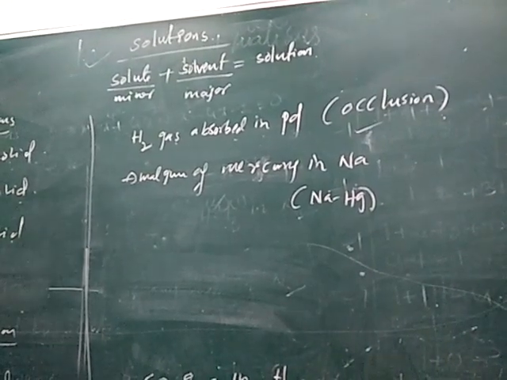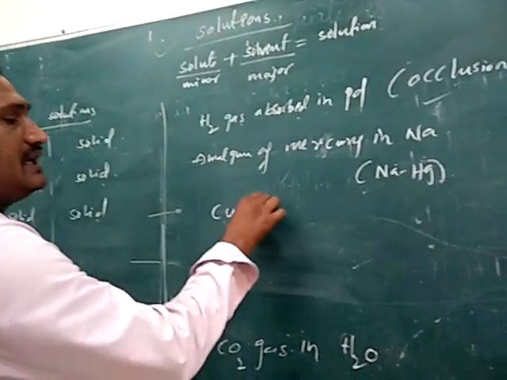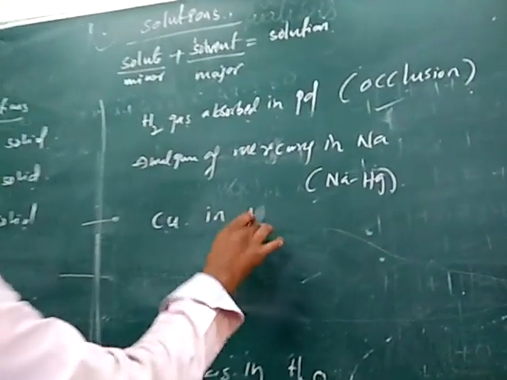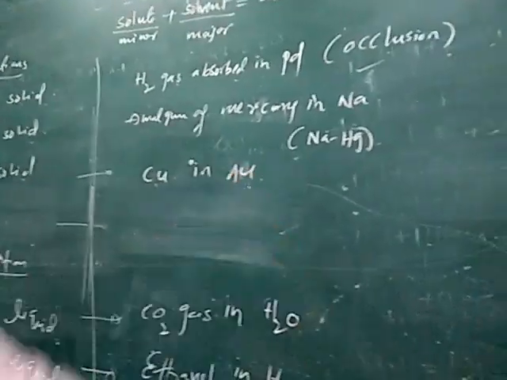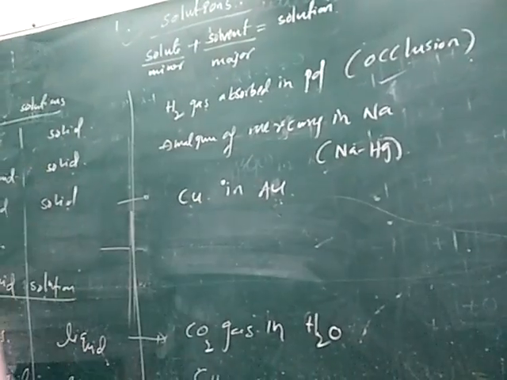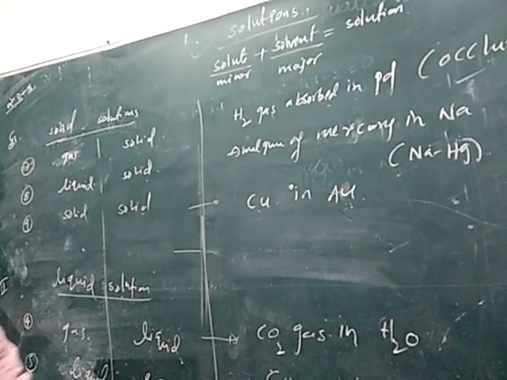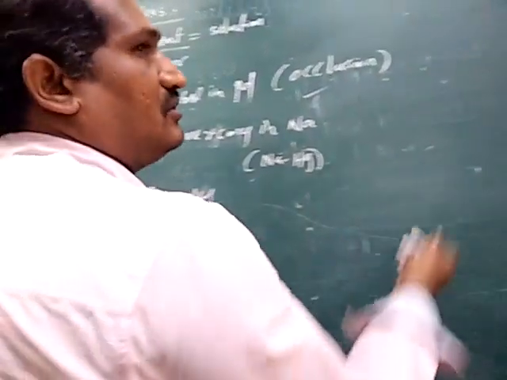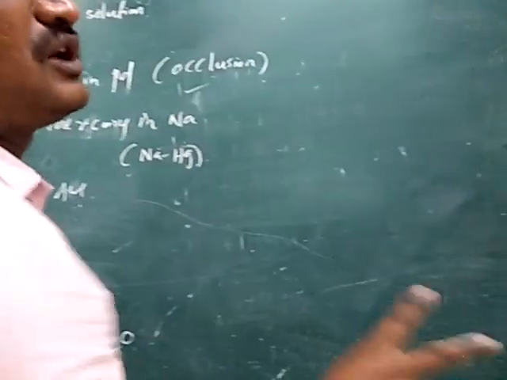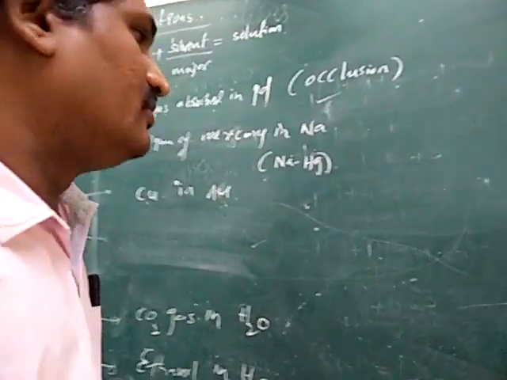Next, solid in solid type: copper in gold. Here gold is the major quantity and copper is the minor quantity. So these are the 9 types of solutions. These are all binary solutions. Binary solutions mean there are only two components, one solute and one solvent.